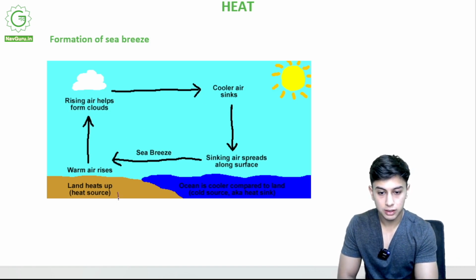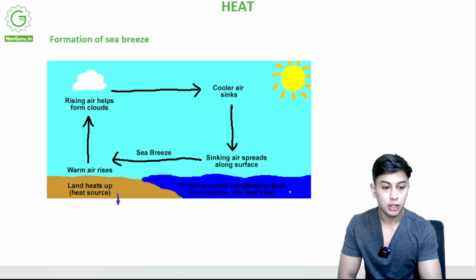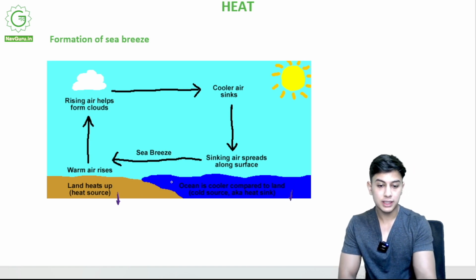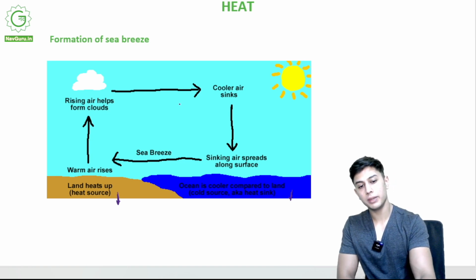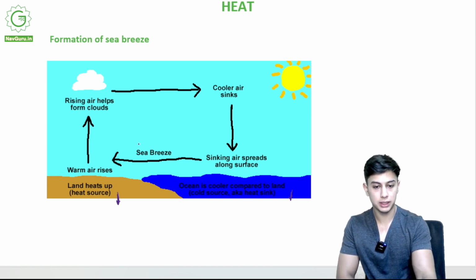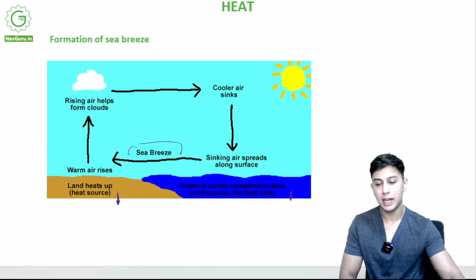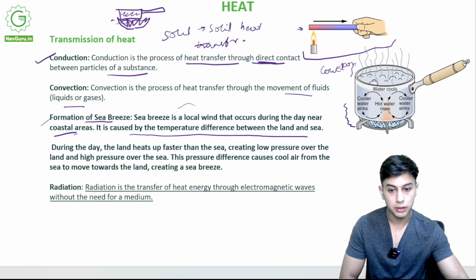So land is heating up, ocean is cold, okay, compared to this land. This difference will lead to some air blowing over here. That is sea breeze. Okay, sea breeze. What happens? Now let's go to what happens.